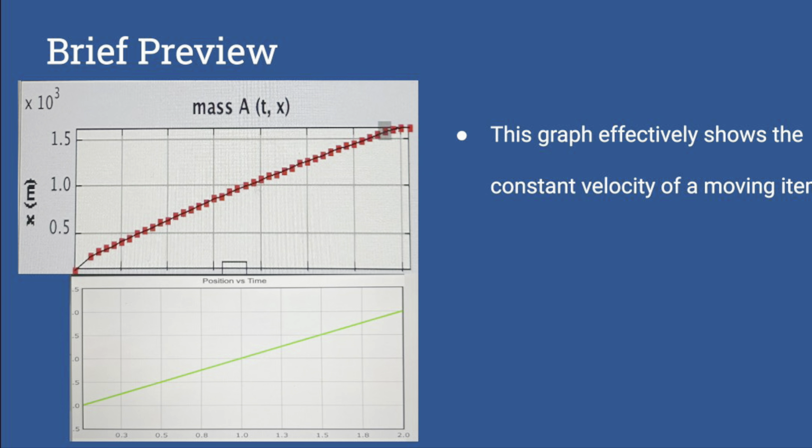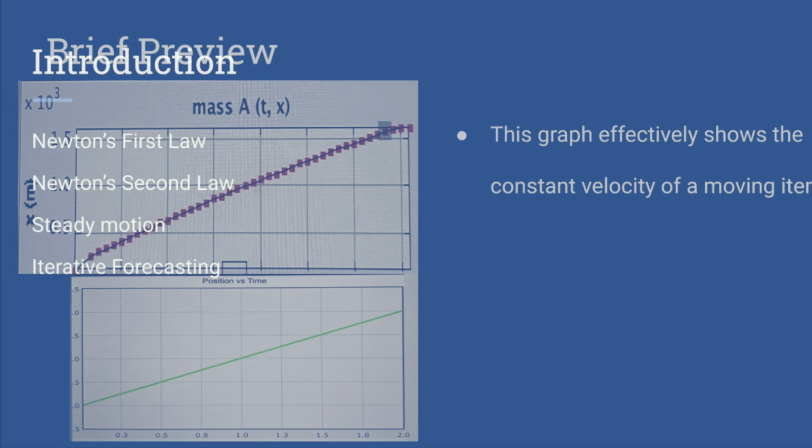Here's a brief preview of the main results. On the top left, you can see a graph made from the Tracker application. And on the bottom left, we see the position versus time graph made from the GlowScript application.